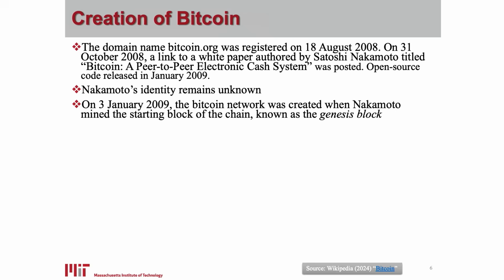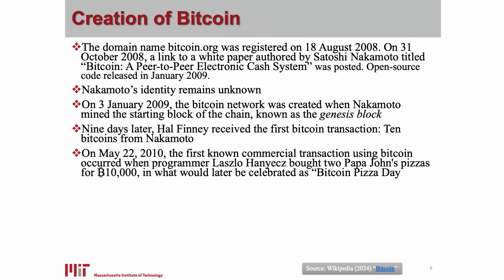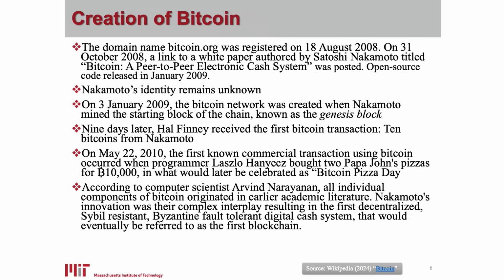January 3rd, 2009, the Bitcoin network was created when Nakamoto mined the first block, known as the Genesis block. And 9 days later, Hal Finney received the first Bitcoin transaction from Nakamoto, and 5 months later in May, there was a commercial transaction where Bitcoin was used by a programmer to buy pizza, called Bitcoin Pizza Day.